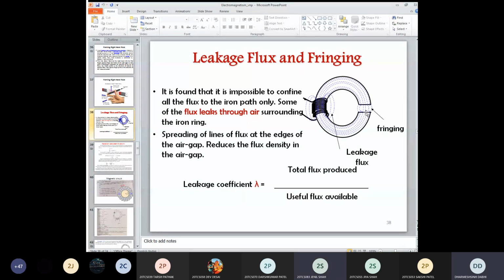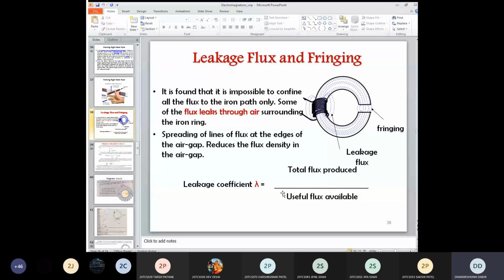All of you understand this term, fringing? All of you understand the terms leakage flux and fringing? Is there any doubt? Yes, anyone? Is there any doubt about these two terms: what is called leakage flux, and what is called the fringing effect? Okay. Now, next is leakage coefficient.